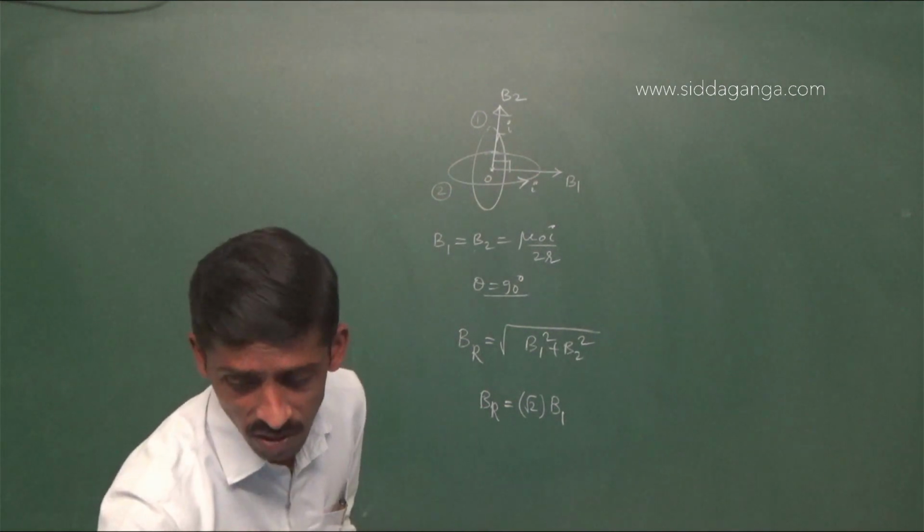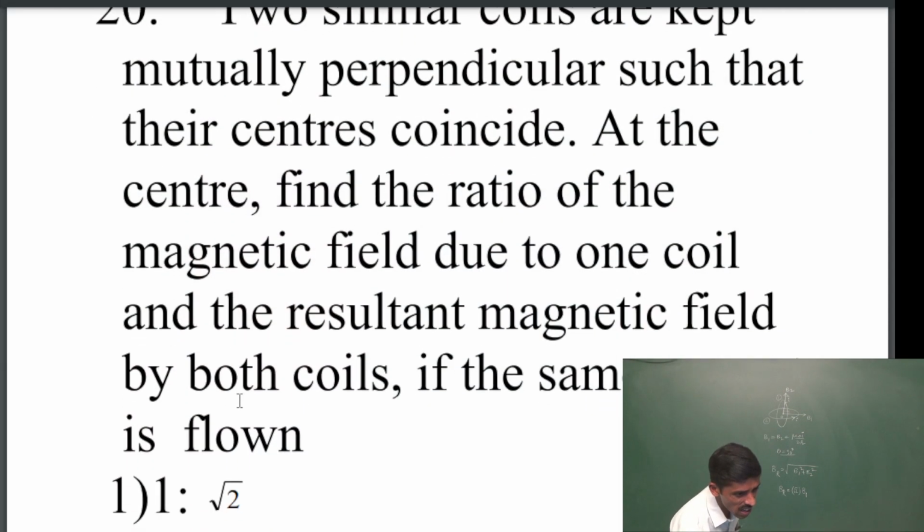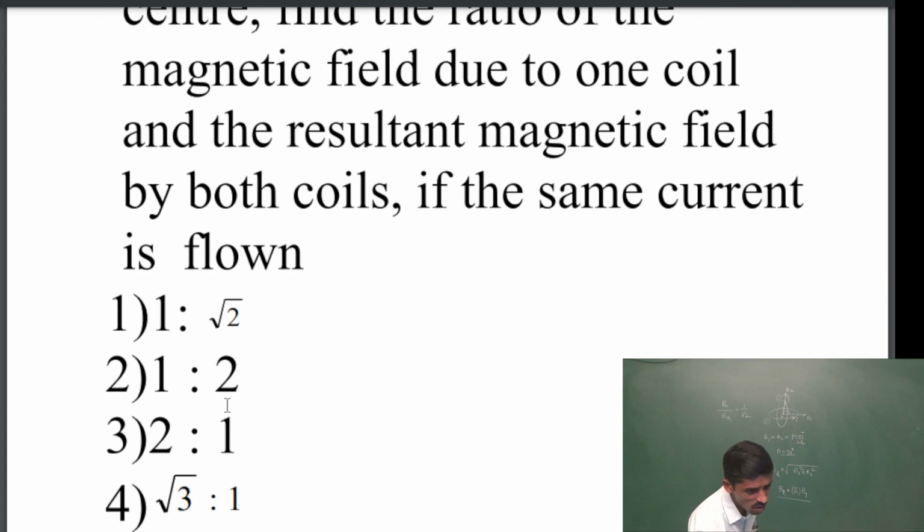If you see the question once again, the ratio of magnetic field due to one coil, that is B1, to the resultant magnetic field is what is asked. But you have found BR is equal to root 2 B1. So B1 by BR is equal to 1 by root 2. So the correct answer is 1 by root 2. First option.